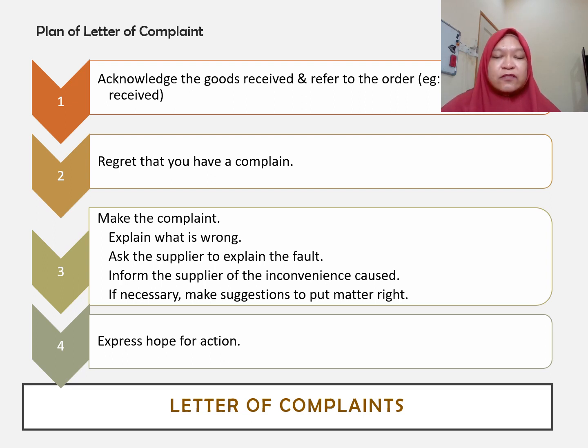How to write a complaint letter? First, we acknowledge the goods received and refer to the order, and then regret that you have to complain. Of course, you have to state first what you've purchased or the services that you received. Then make the complaint and explain what is wrong. Ask the supplier to explain the fault. Inform the supplier of the inconvenience and cost, and if necessary, make suggestions to put the matter right. And lastly, you hope for action to be taken by the seller.